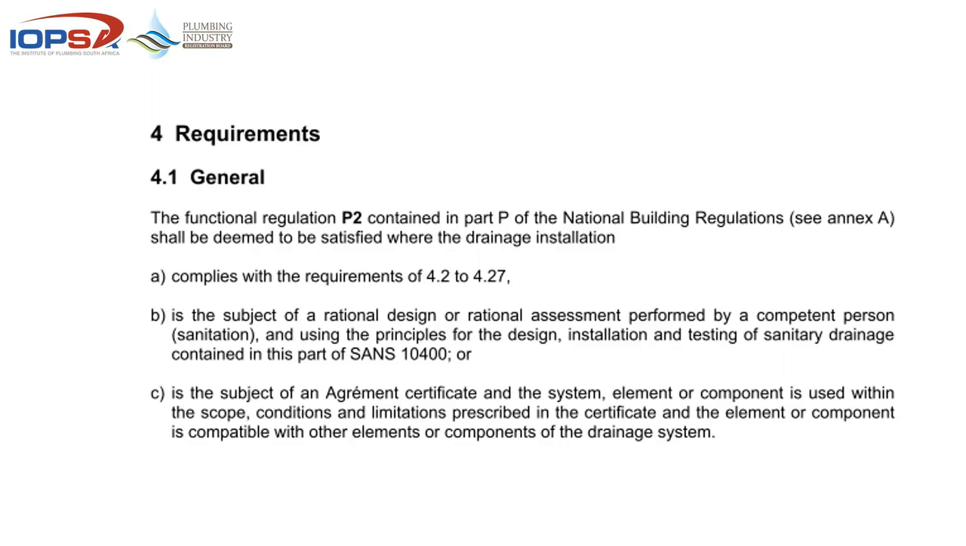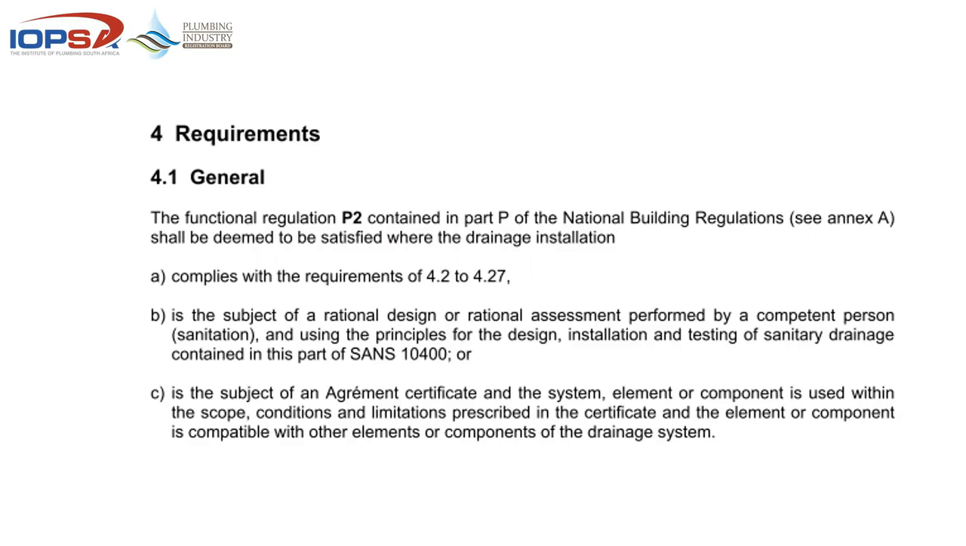So all-inclusive, you can see there's basically 27 rules that you need to comply with as far as drainage is concerned. Or it's the subject of a rational design or an assessment performed by a competent person, sanitation. Take note, no architects, no architectural technologists, no plumbers, no one else. It says competent person, sanitation. The definition says you'll be an engineer or an engineering technologist.